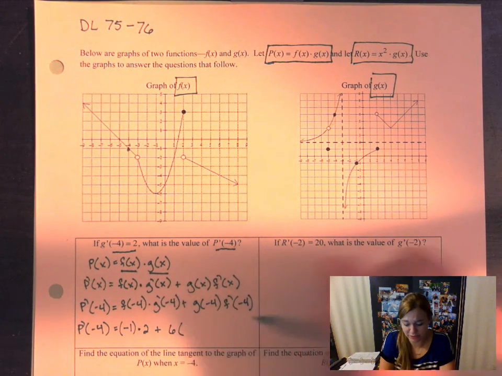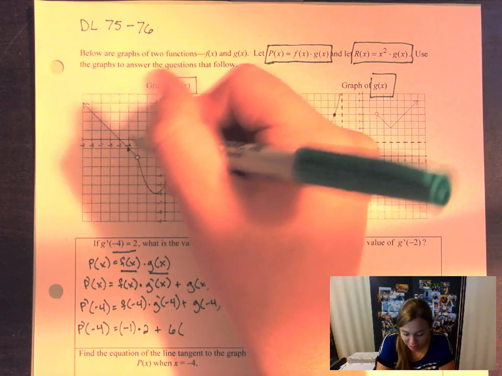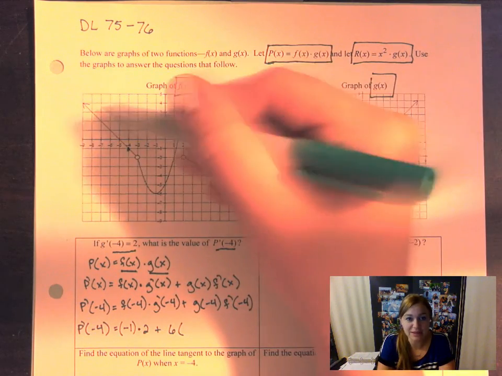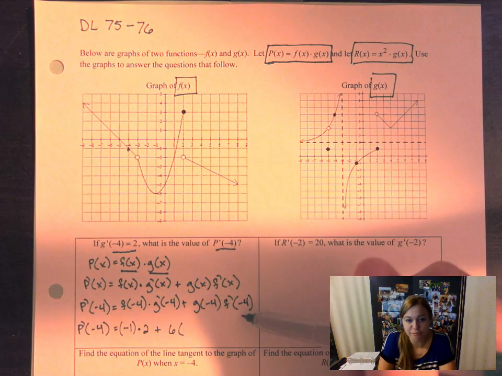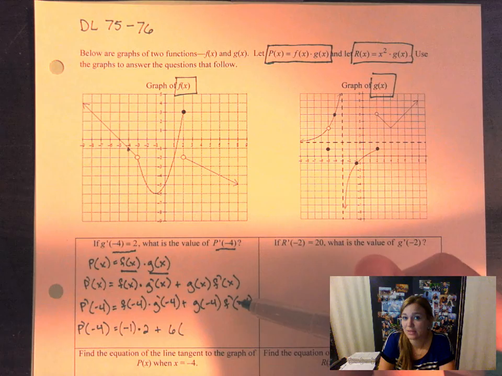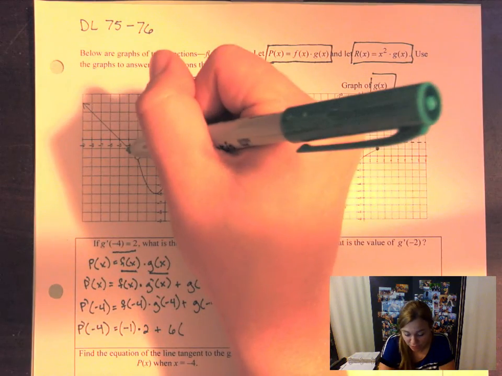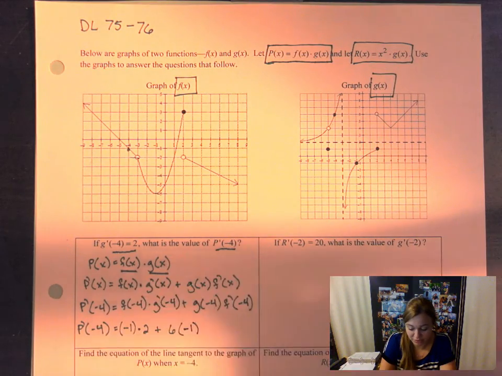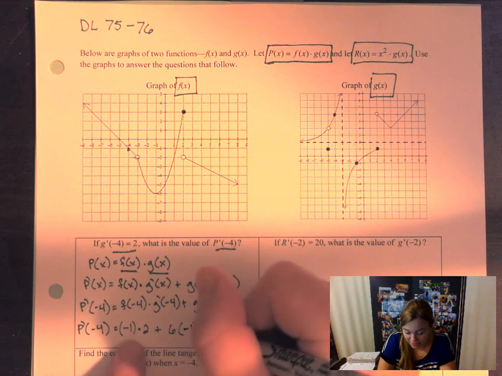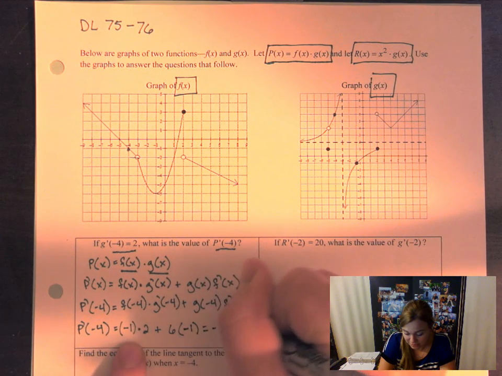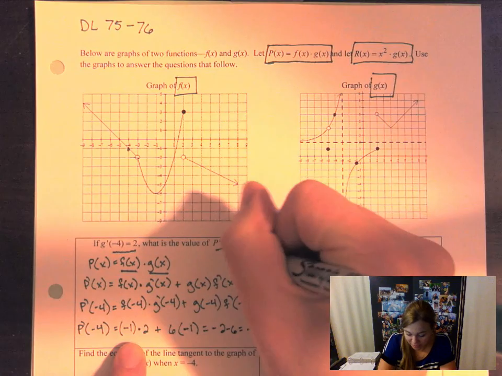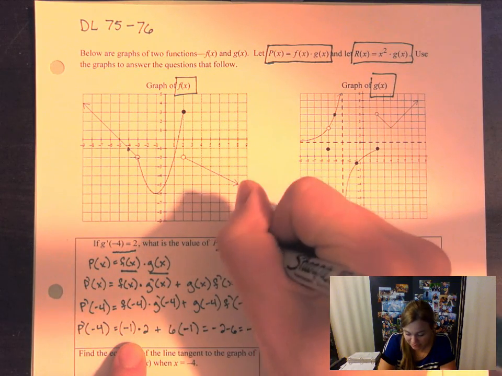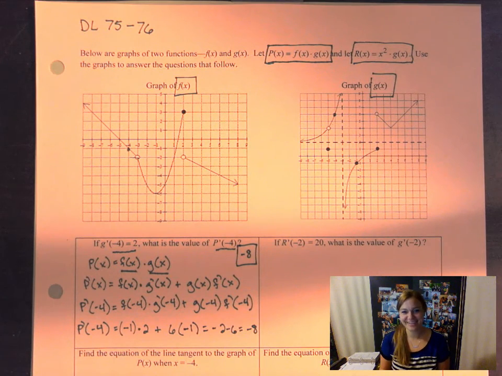F prime of -4. This one's not given, so I need to think about this a little bit. F prime of -4. I can see over here that I have a straight line. And so then I have to think, what is f prime? F prime is a derivative at x equals -4. And the derivative is also known as the slope of the tangent line. If I count out the slope here, I can go down one, right one, or up one, left one. My slope is going to be -1. Okay, -2 minus 6. P prime of -4 is -8. We did it! Okay, let's do another one.